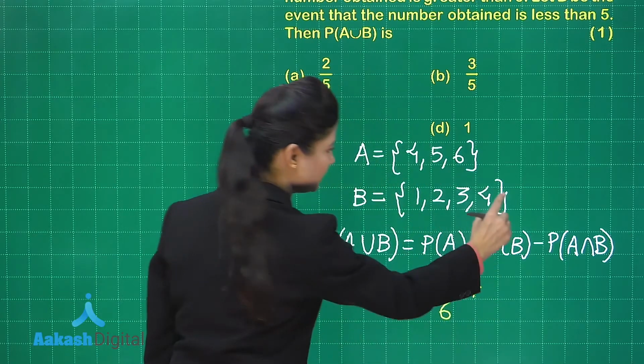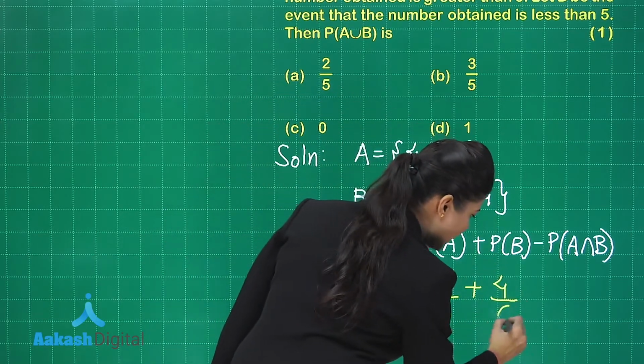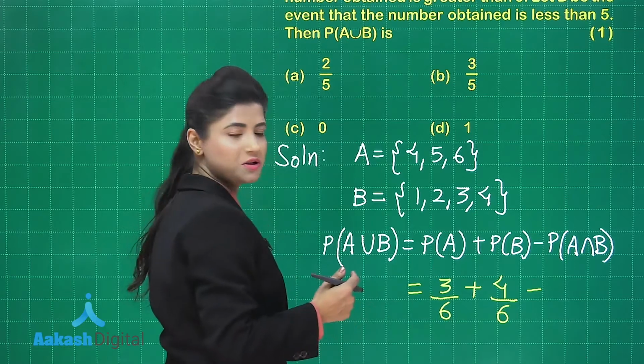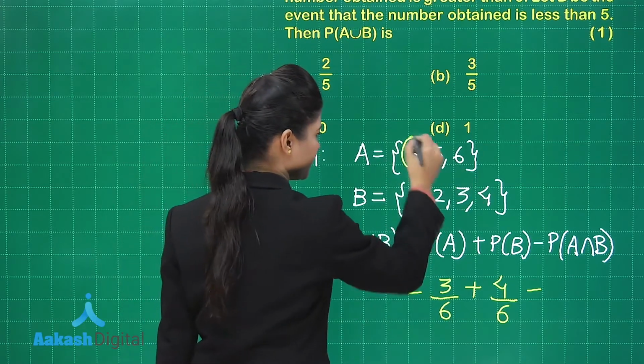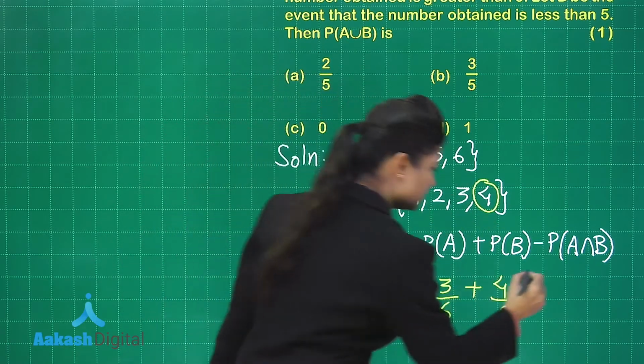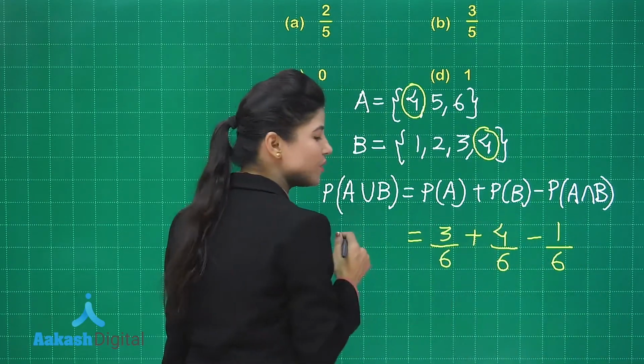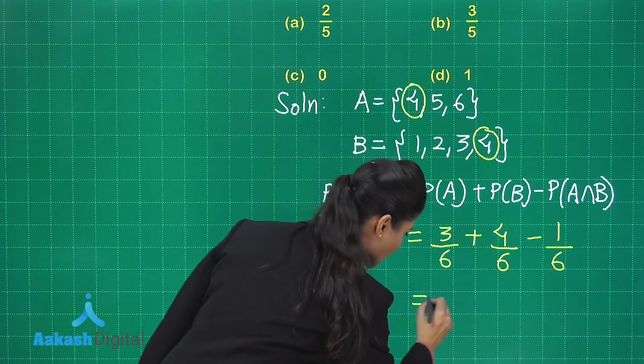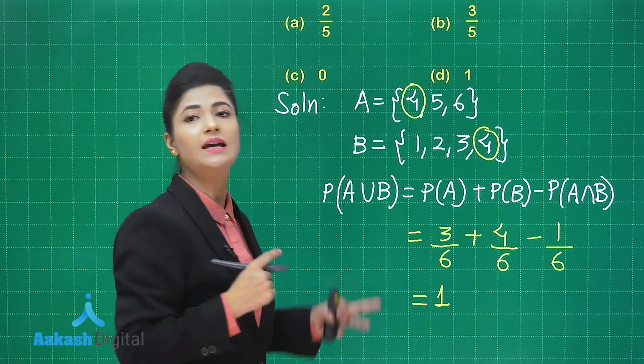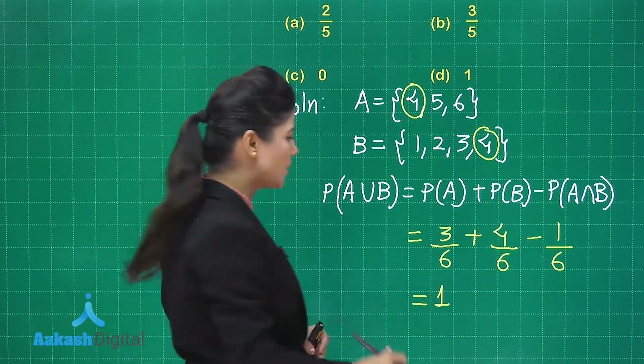Probability of getting B is clearly 4 upon 6, and for the probability of getting A intersection B, which are the common elements here? Only 4. So only one element is common. So this will be 1 upon 6, and it simplifies to 6 upon 6, which is equal to 1. That means the probability of A union B is equal to 1, the required answer.